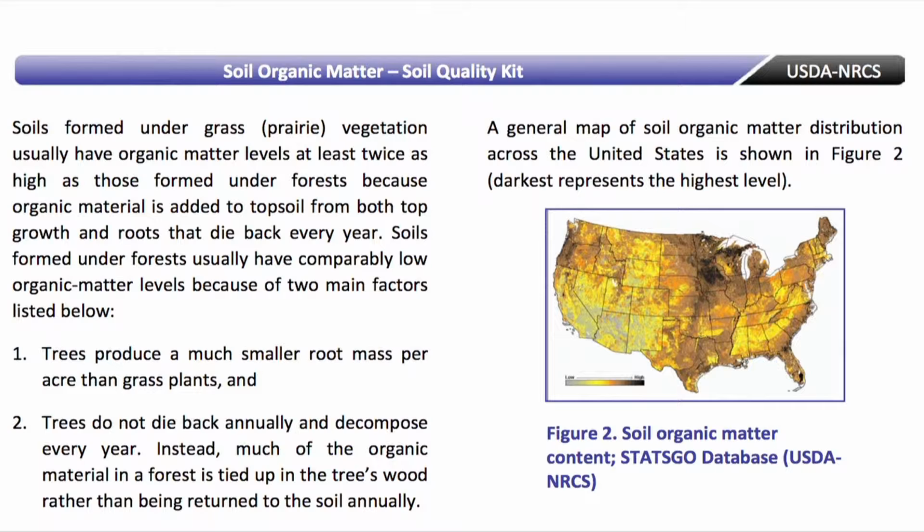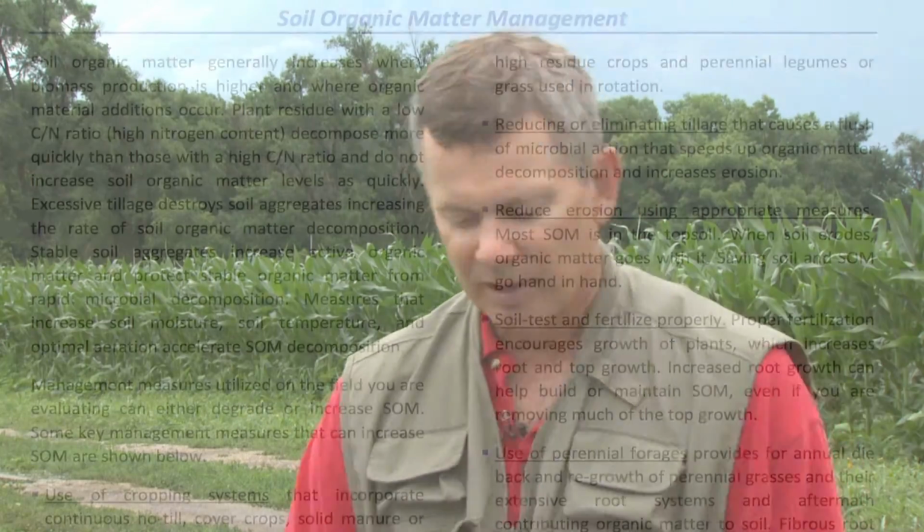Areas that are historically prairies or grasslands will have higher levels of organic matter, and that's shown in figure 2. The Midwest has higher organic matter naturally. Areas that are forested will have a smaller root mass per acre, will not die back annually, so forested areas tend to have lower organic matter than grasslands.